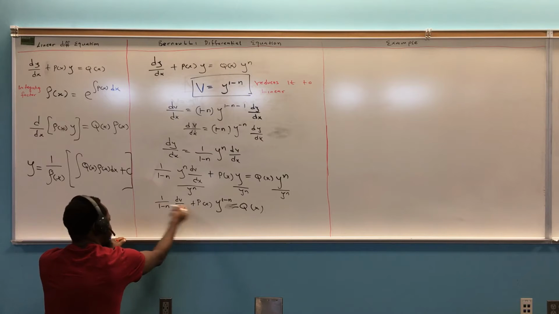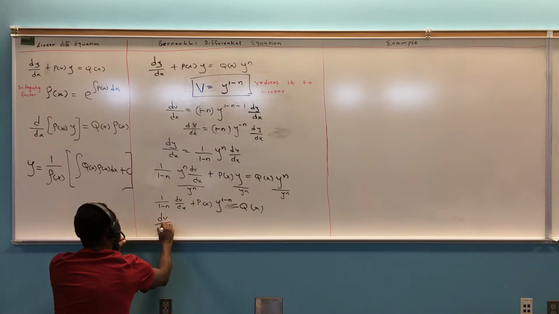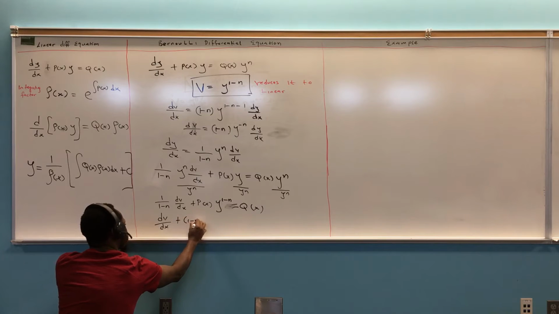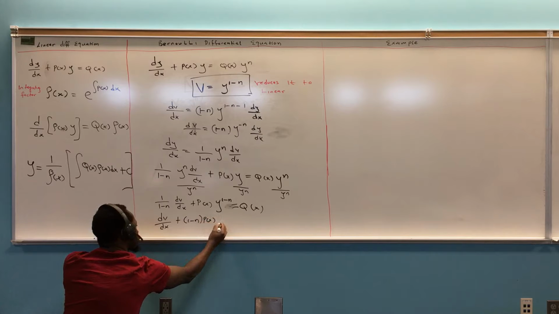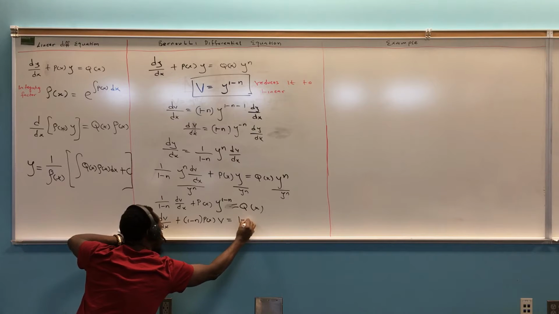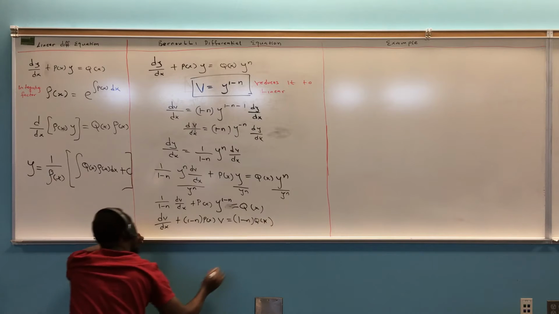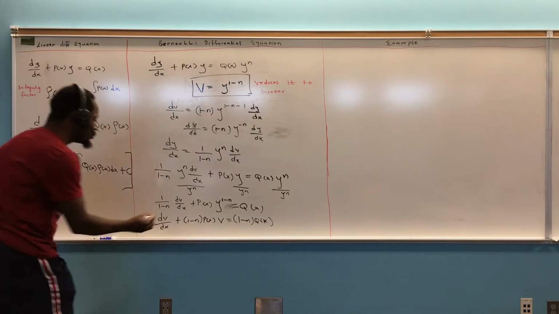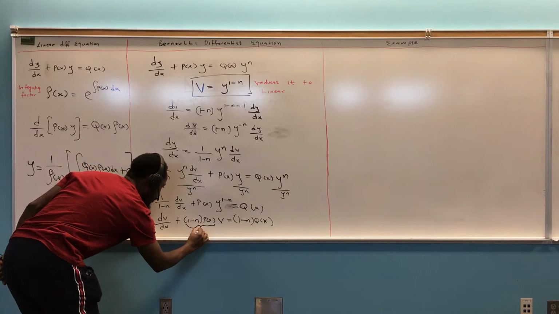So by updating, we can multiply all through by 1 minus n if you want to. So we have dv/dx plus 1 minus n times p of x times v is equal to 1 minus n times q of x. Now, your new p of x is all this together.